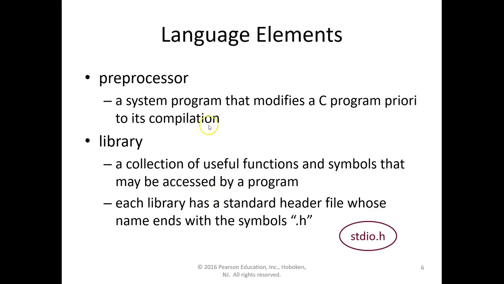Now, when you write your program, there is something called preprocessor. The preprocessor is a system program that modifies a C program prior to its compilation. We're gonna see some example. Okay, this means that before the program compiles, the program checks that line before it compiles. It means that it's almost the first line out there.